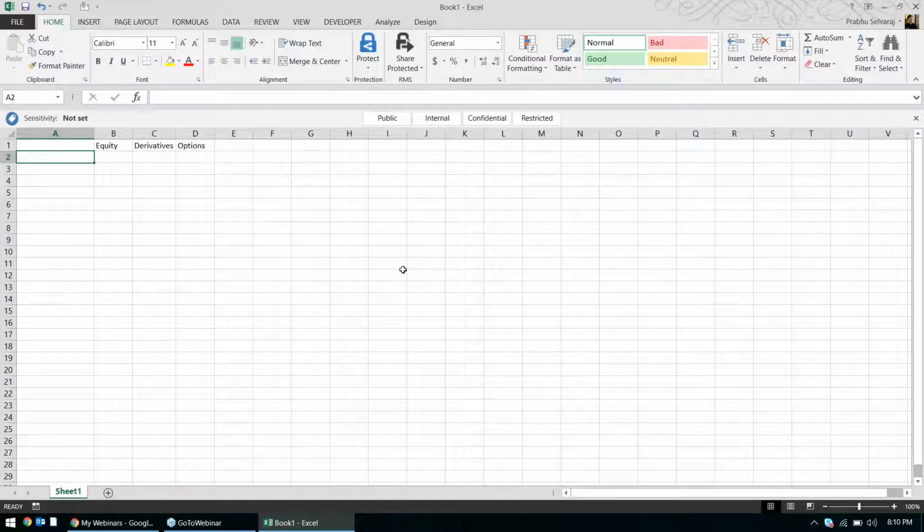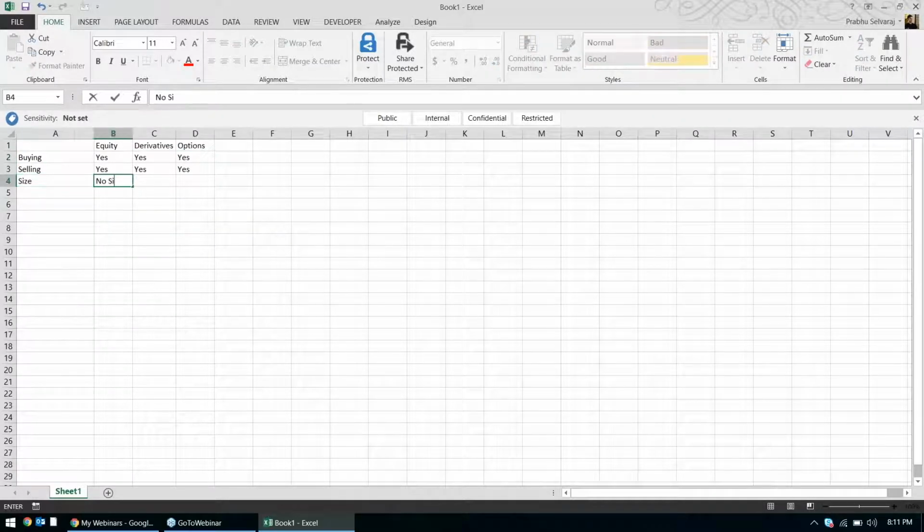First difference, buying. Yes, we can both buy and sell here. Both the things we can buy, both the things we can sell. There's no difference between these. Next difference, size.